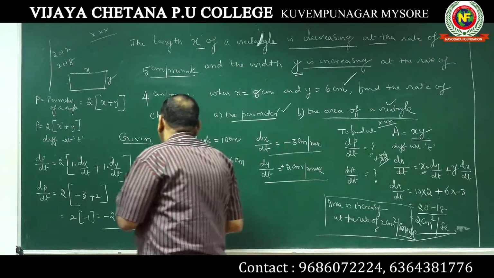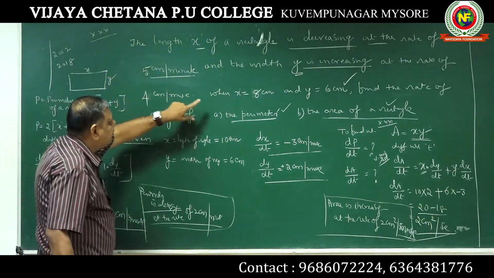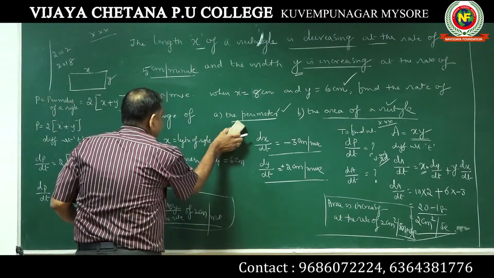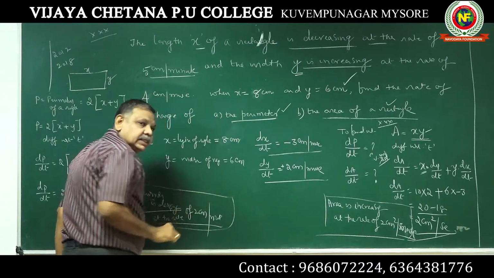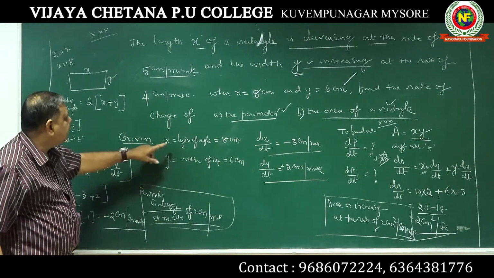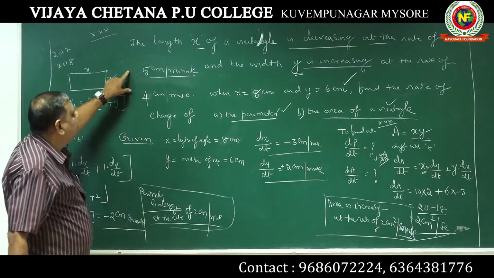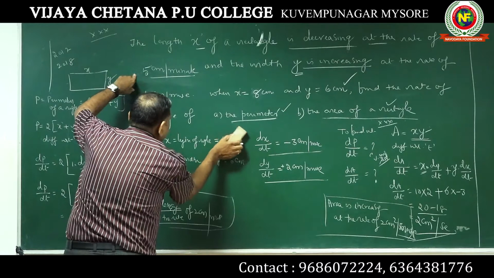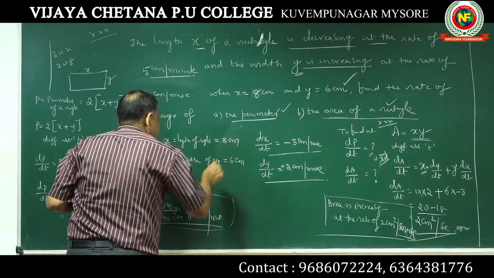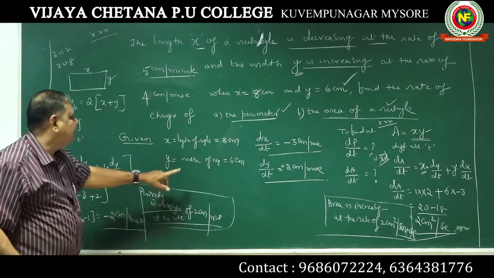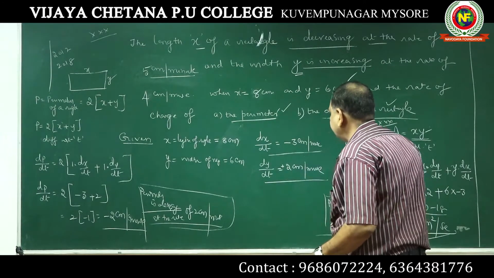Here given x is equal to the length of the rectangle. Length of the rectangle is given 8 centimeter. Make it 8 centimeter. x is 8 centimeter. Just I am making corrections here, sir. x is 8 centimeter. What is x? The length x of a rectangle. So here it is correct. x is 8 centimeter, sir. y is the width of the rectangle. That is also 6 centimeter. We have written y is equal to 6 centimeter.